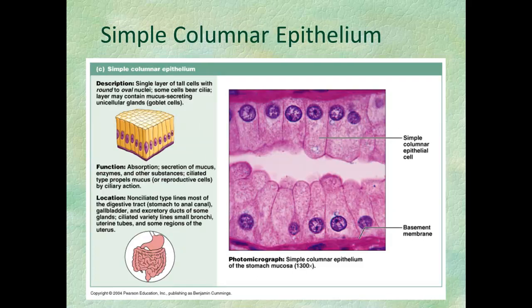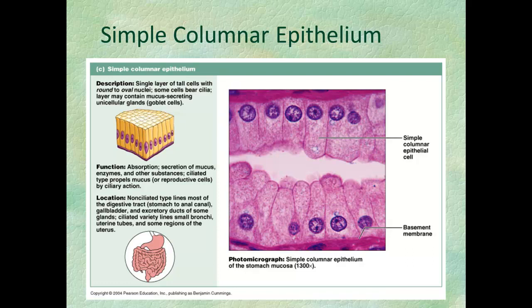Next we have simple columnar epithelium. Once again, a single layer of cells, but now the cells are much taller. They're column-shaped. This, once again, increases the thickness of the layer. And again, simple columnar epithelium is often associated with secretive or absorptive functions.